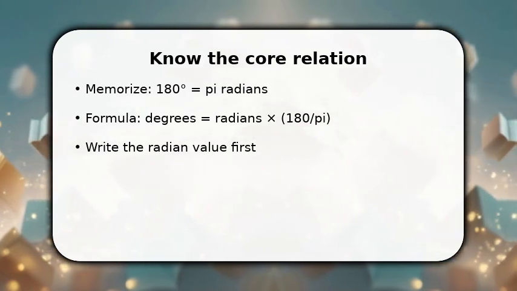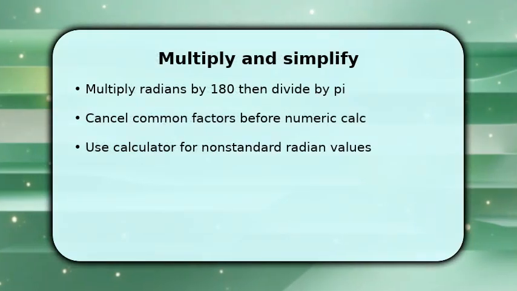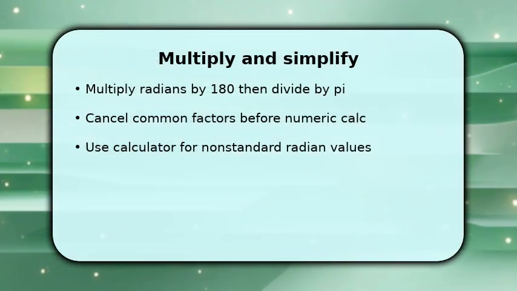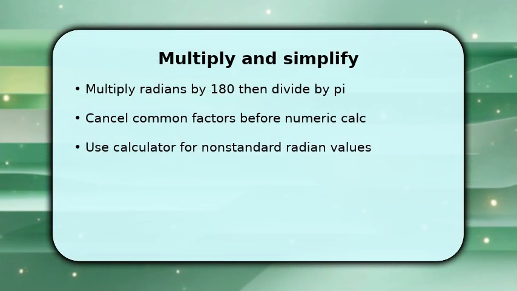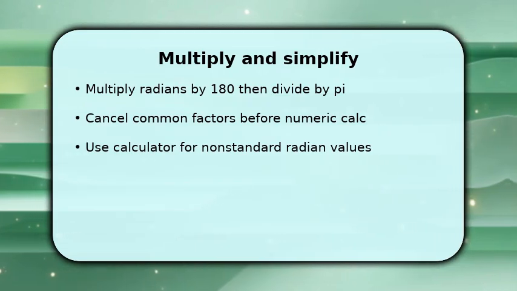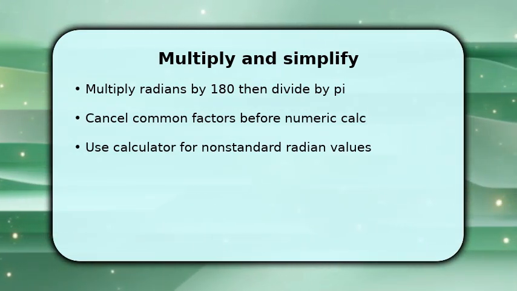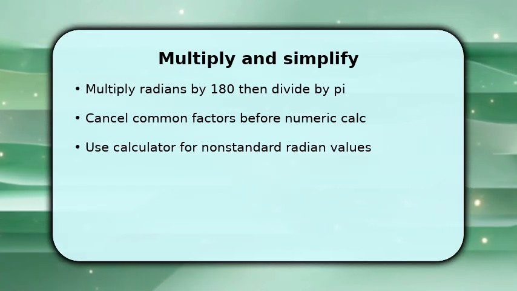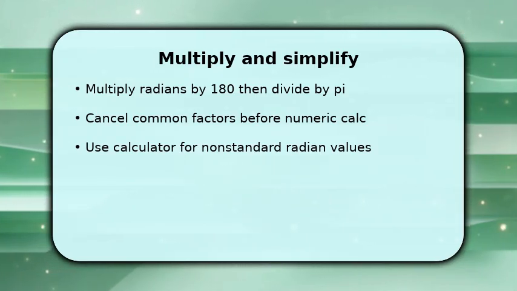Next, multiply the radian value by 180 and divide the product by pi to get degrees. If your radian is a fraction, cancel common factors with 180 first to simplify arithmetic. For example, for pi/6, multiply 1 by 180 and divide by 6 then by pi to get 30 degrees.